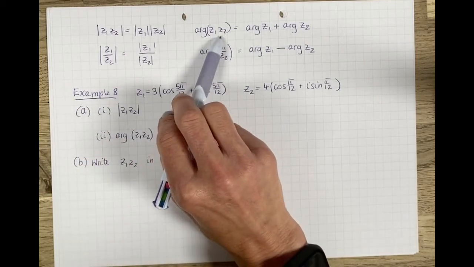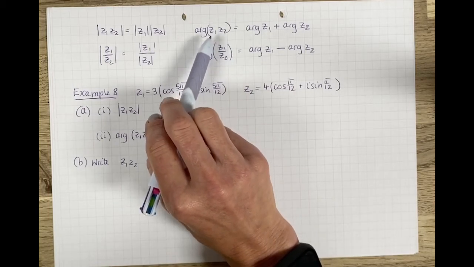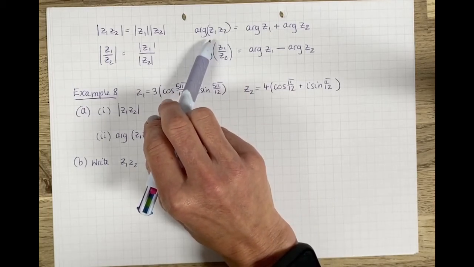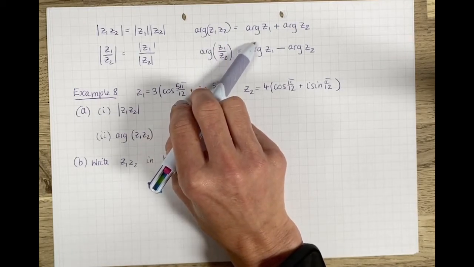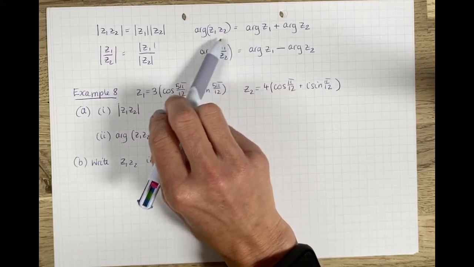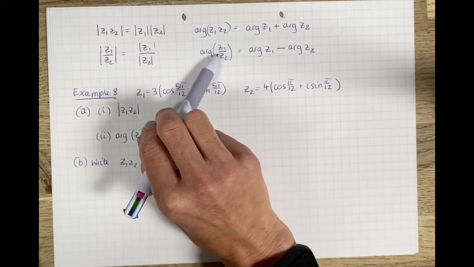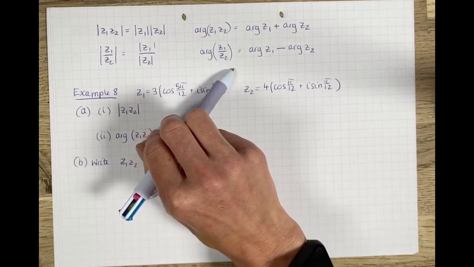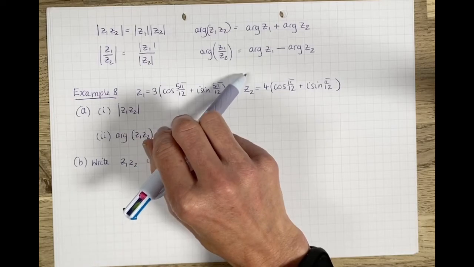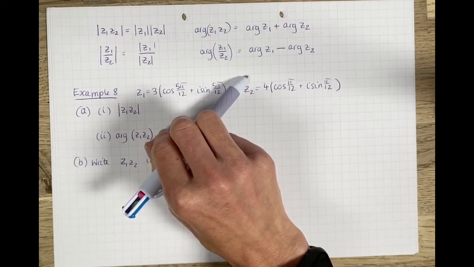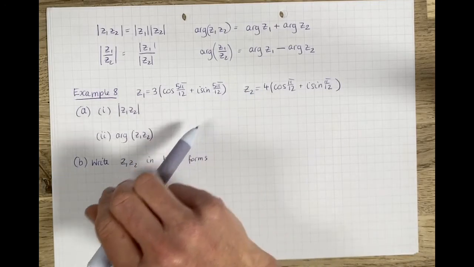With the argument, it's simply that when you multiply two complex numbers, the argument of the result of that multiplication is going to be obtained by adding the two arguments of z1 and z2. If you divide the complex numbers, then the argument of the result is going to be the difference of the two individual arguments.